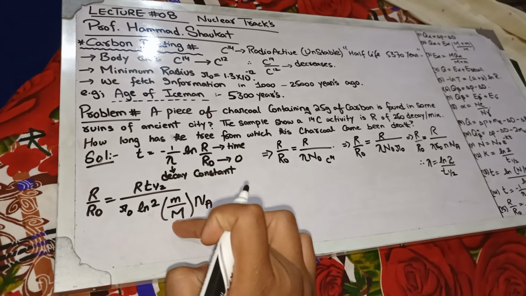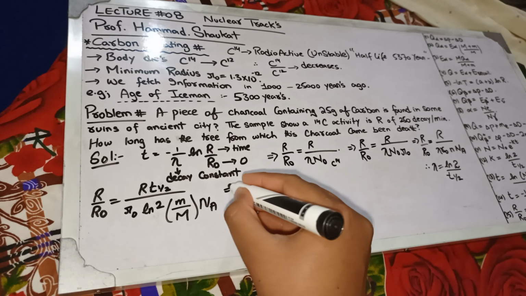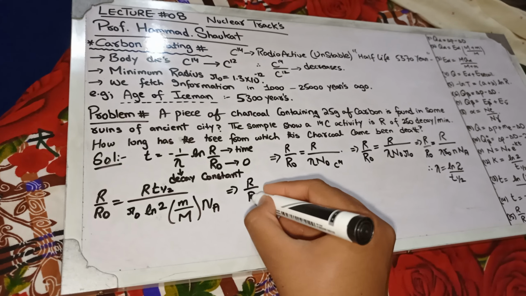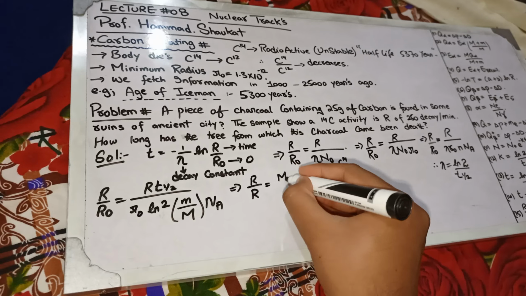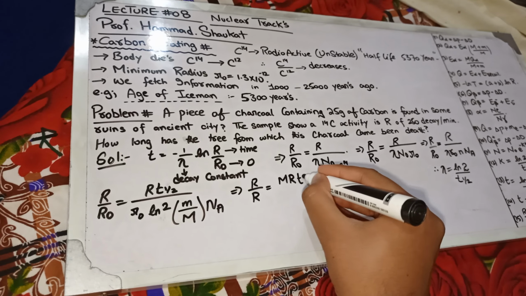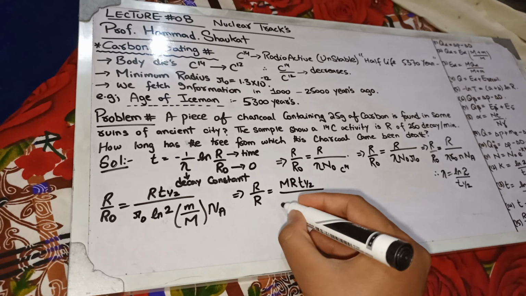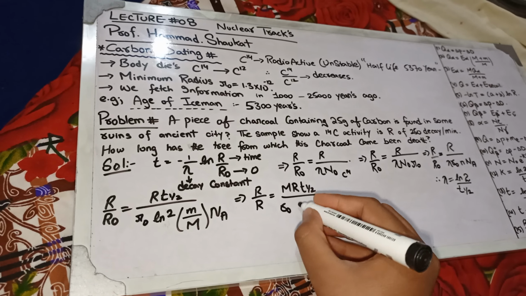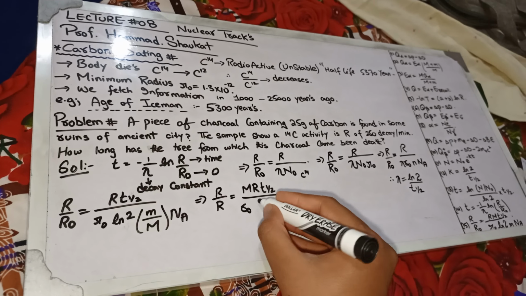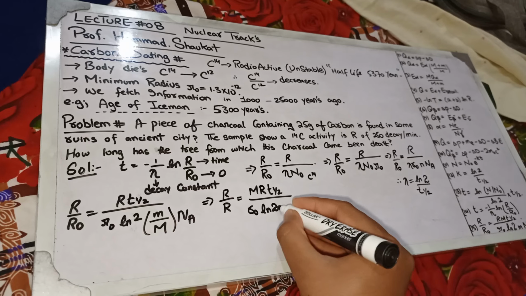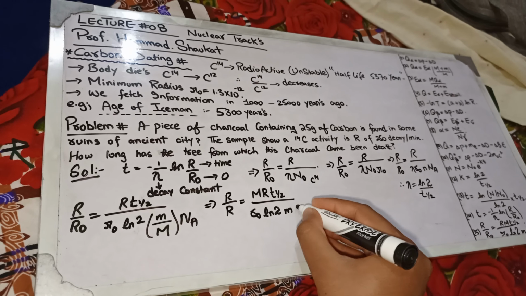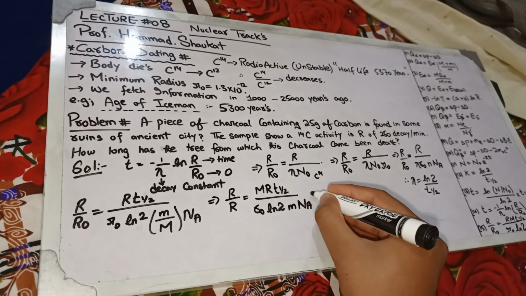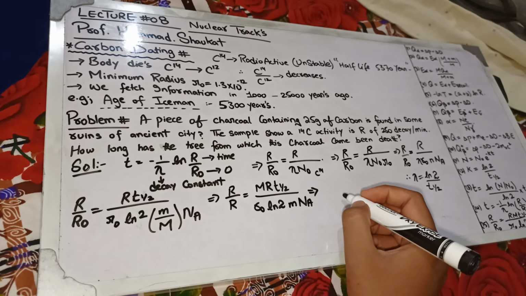Now this capital M goes upside. Now your final relation of r divided by r naught becomes equal to capital M r t 1 by 2, the half-life, divided by r naught, which is the minimum radius, and ln of 2, small m and N A, which is Avogadro's number. Now you just have to put the values.